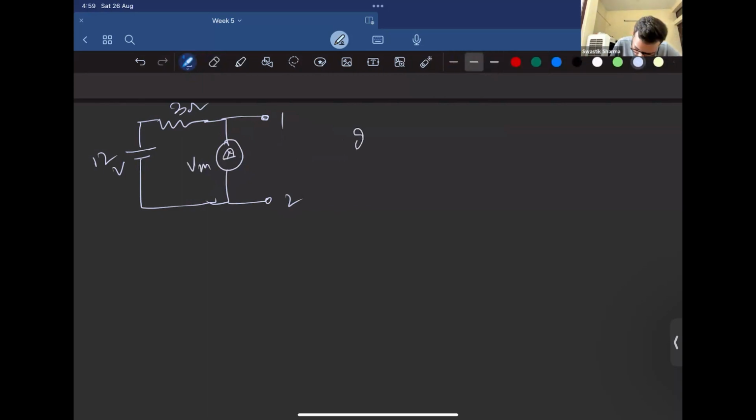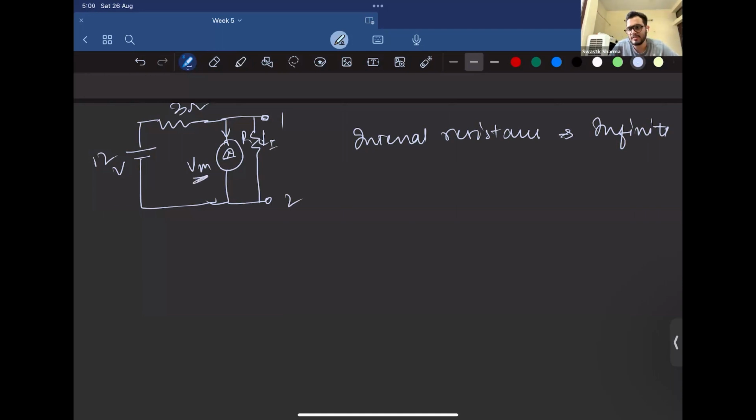Yeah, if the internal resistance is infinite, it won't take any current, right? It'll act as an open circuit, right? So if it's not taking any current, that means if there is a resistance connected across these two terminals, whole current passes through that resistance, right? And so the voltmeter is accurately able to measure that voltage across that resistance. So that is why the internal resistance of a voltmeter is infinite or tends to infinite. I guess this is the correct answer.